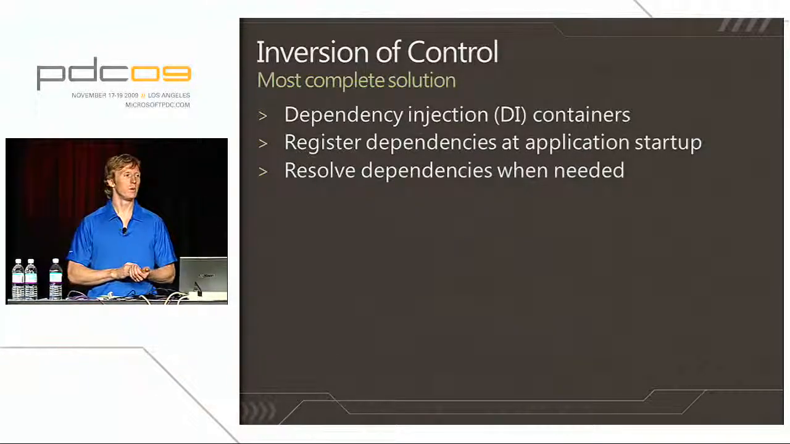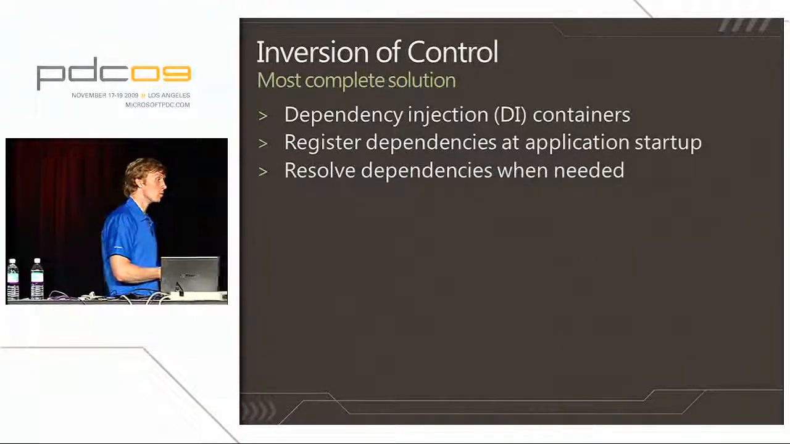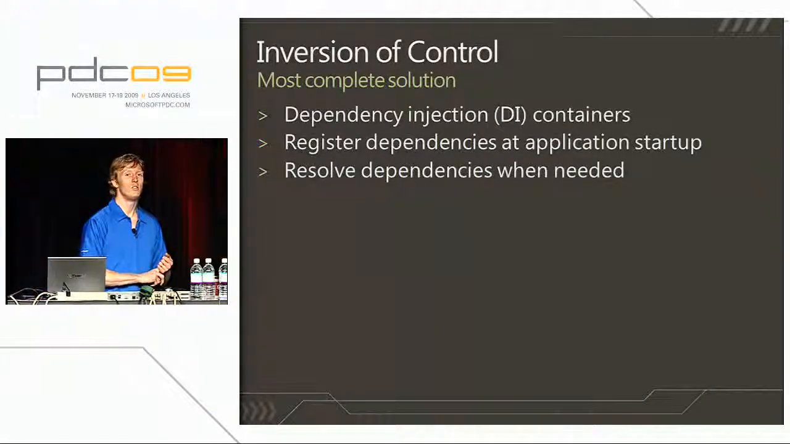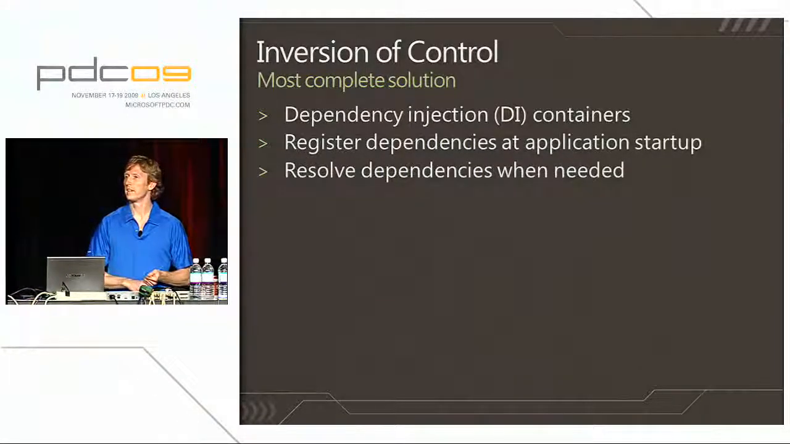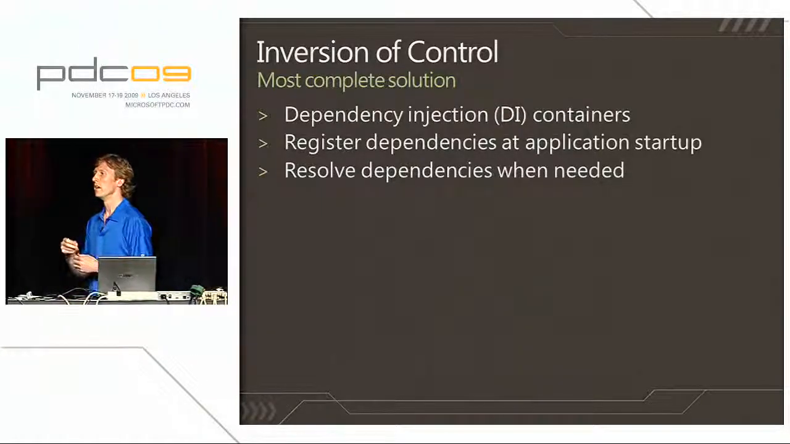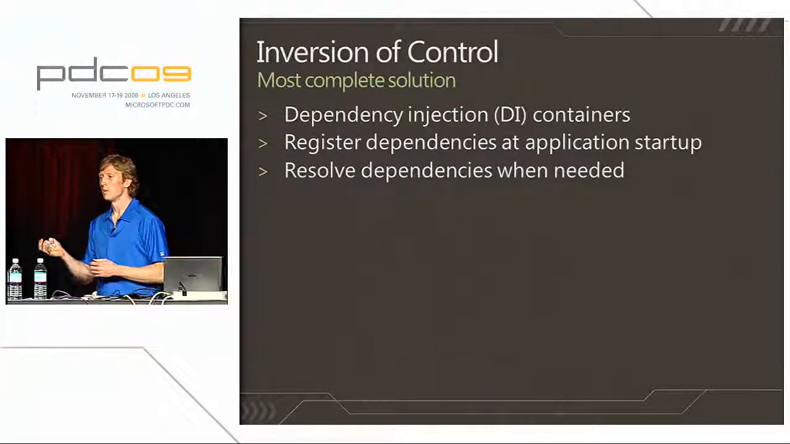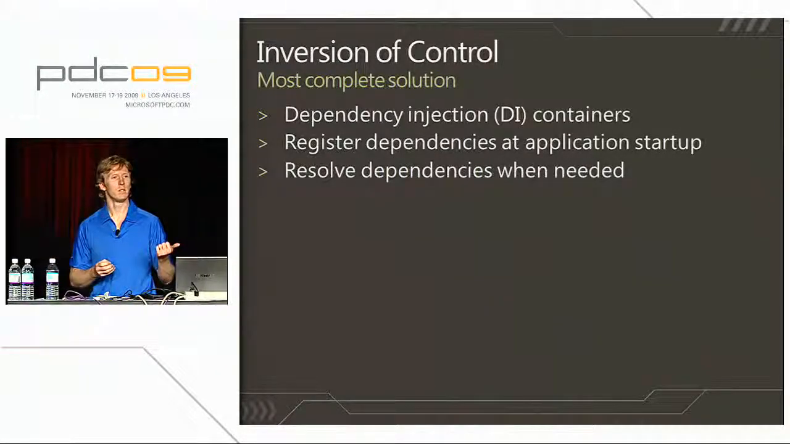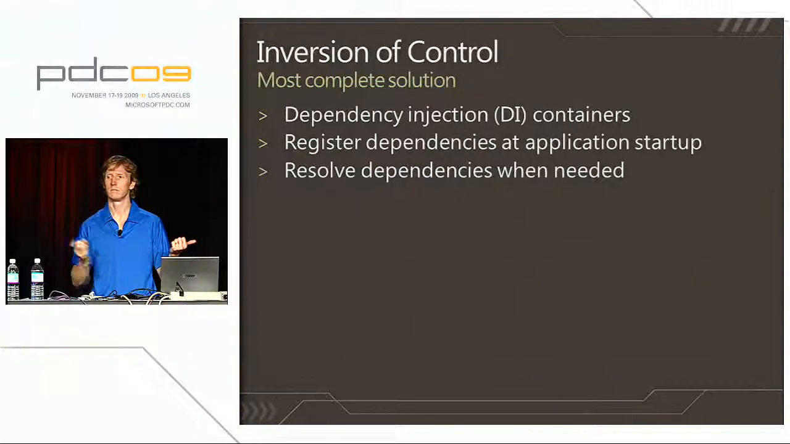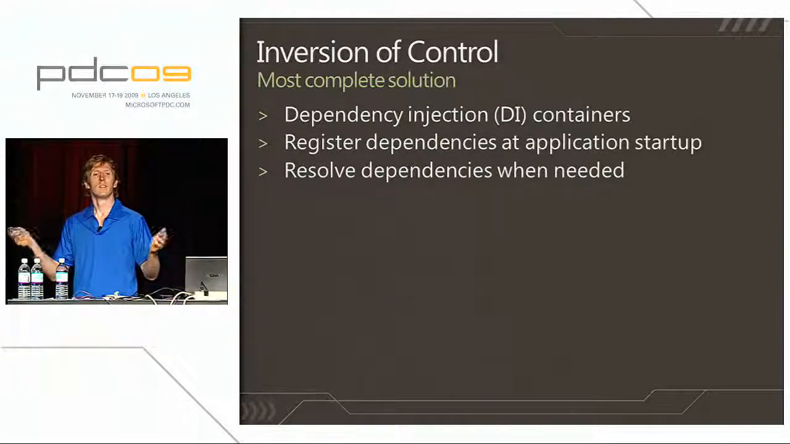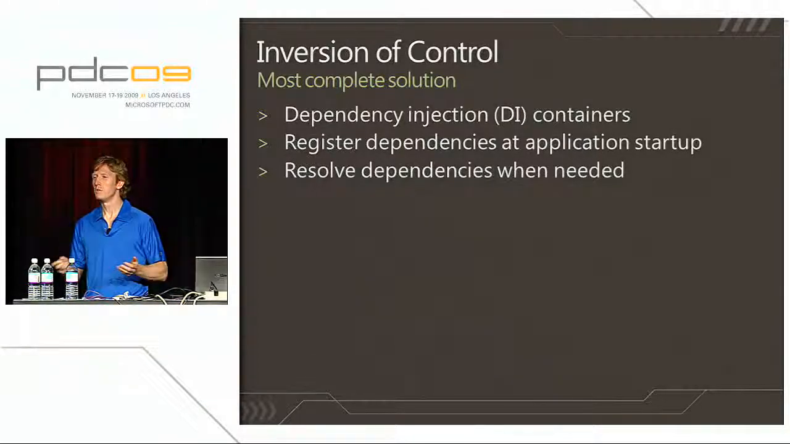At Microsoft, we have two that we're really building on. One is Unity. John Papa talked about that last night. Unity is the dependency injection framework for Prism. We also have MEF. I don't know if anybody in here came from Glenn Block's talk just prior, a couple of you. Standard Microsoft thing. Why do one when you can do two, right?